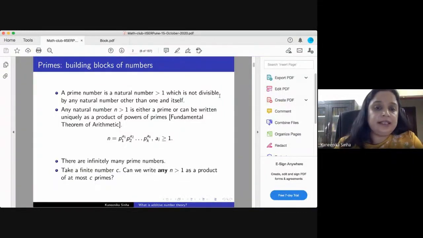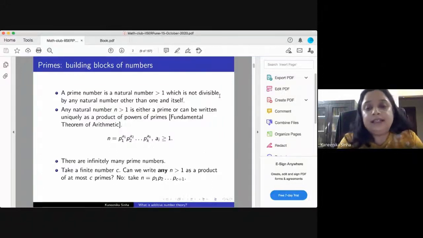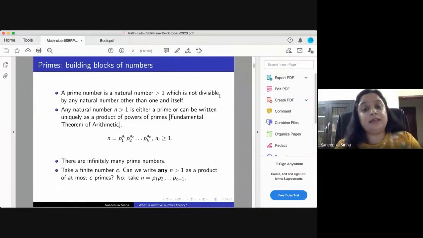And immediately you see the answer is no, because what you can do is take the product of the first 101 primes. Because of the fundamental theorem of arithmetic, you know that this product cannot be written as a product of primes in any other way. All these distinct primes are important components of n, and none of them can be ignored. Therefore, the answer to our question is no.